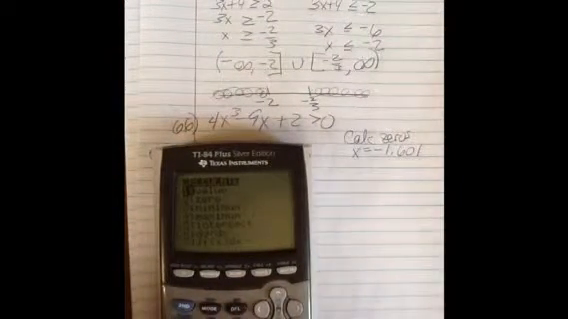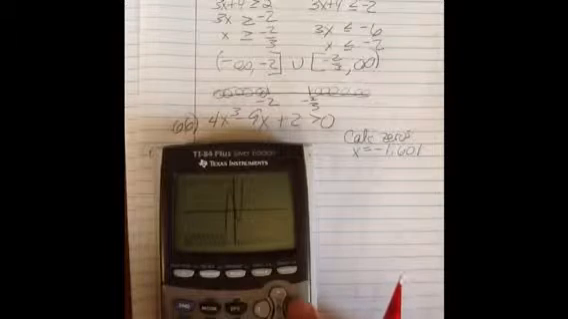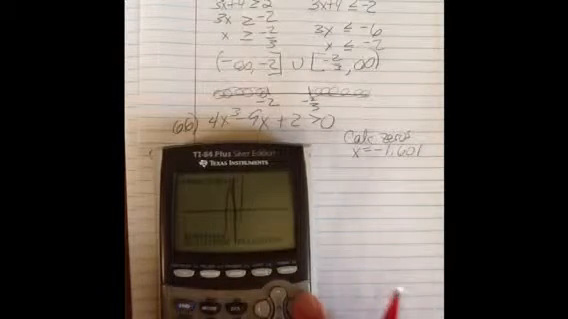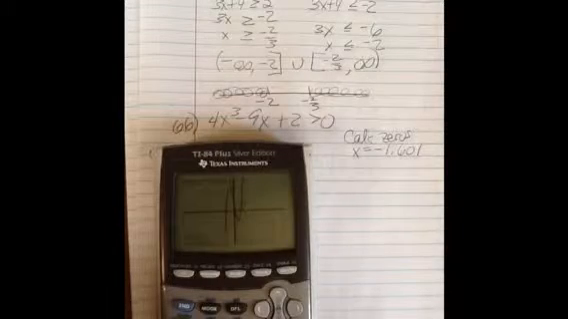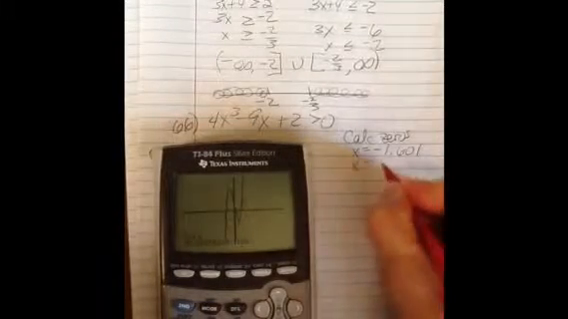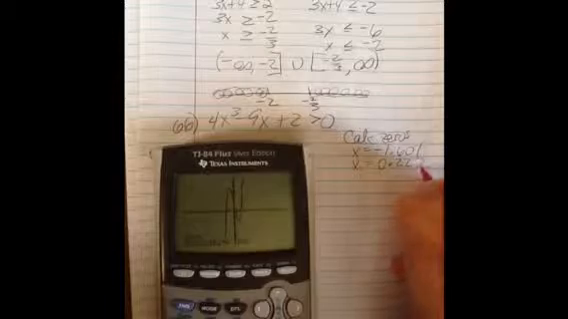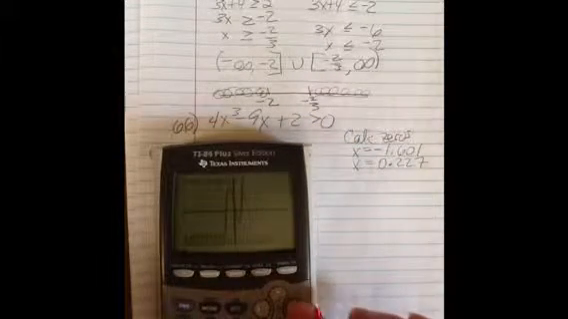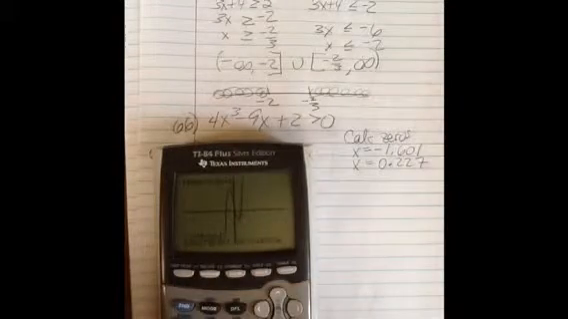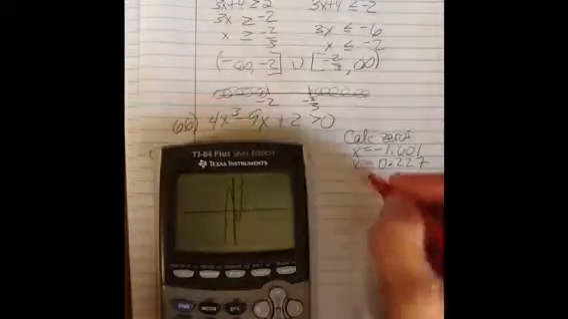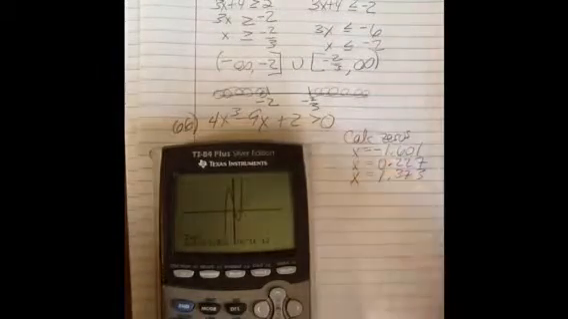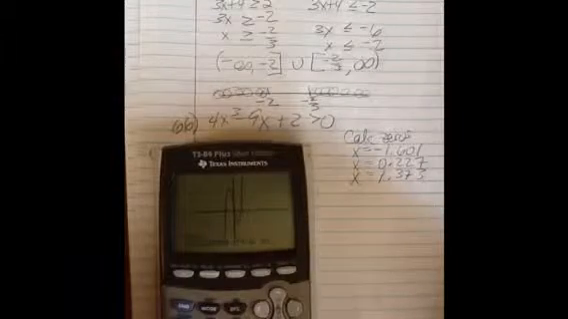And I have to calculate another 0. I have to be left of it. I have to be right of it. And my next 0 is 0.227. Calculate another 0. Left, right, and I get my last 0 to be 1.373. Now I have to put this in interval notation.